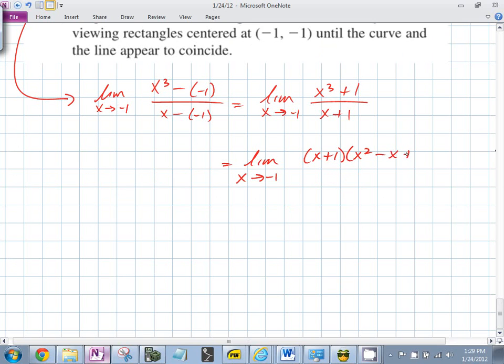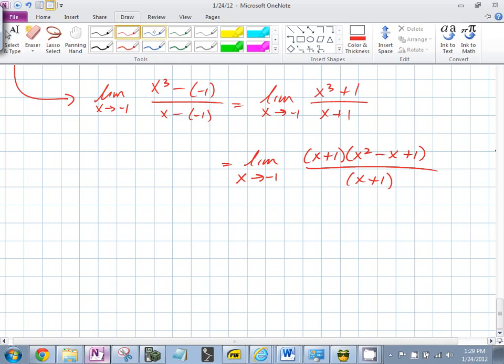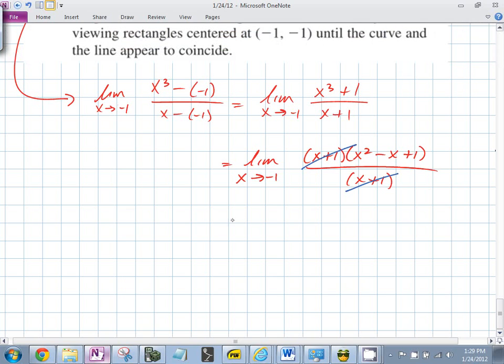And this is magically awesome because what cancels? x plus 1. And you're left with something. What can you now do with this limit? You can do direct substitution. And you end up with what? 3. Okay, the second method is a little bit more annoying because it demands that you do a little bit more algebra.